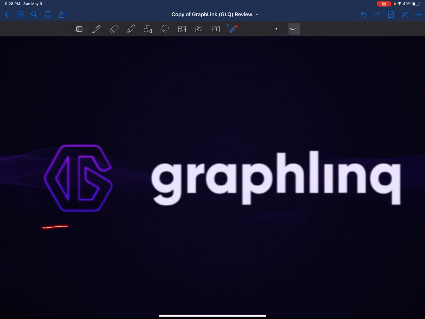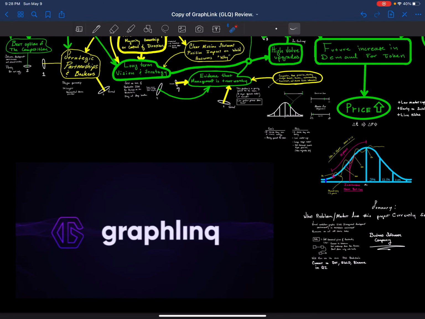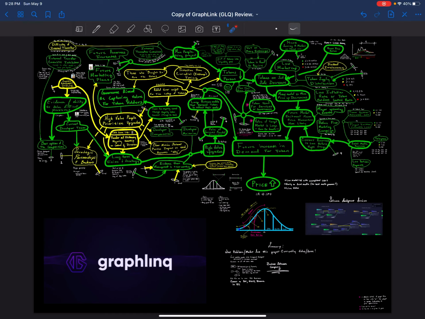Today we are going to review GraphLinq, a software company in the blockchain space. So what do they do? They basically offer software services for companies, helping companies integrate into the blockchain, and they do that through visual workflows. Like SolidWorks is software or whatever. It's just a software company.